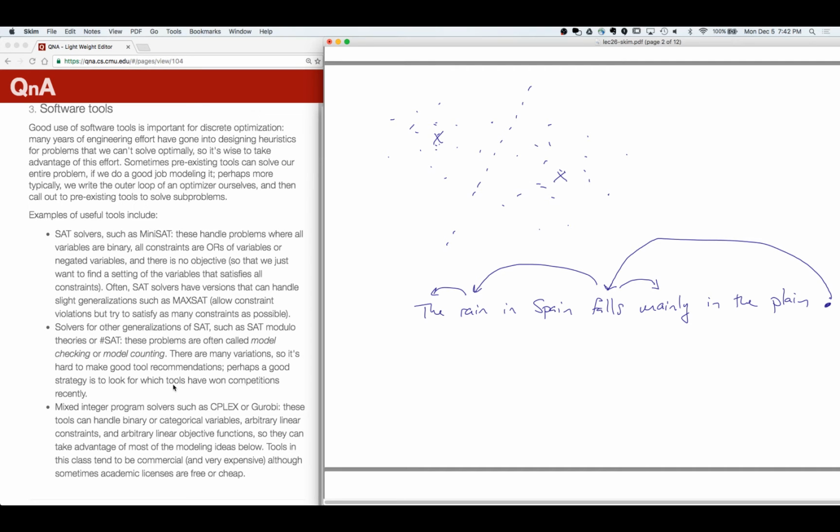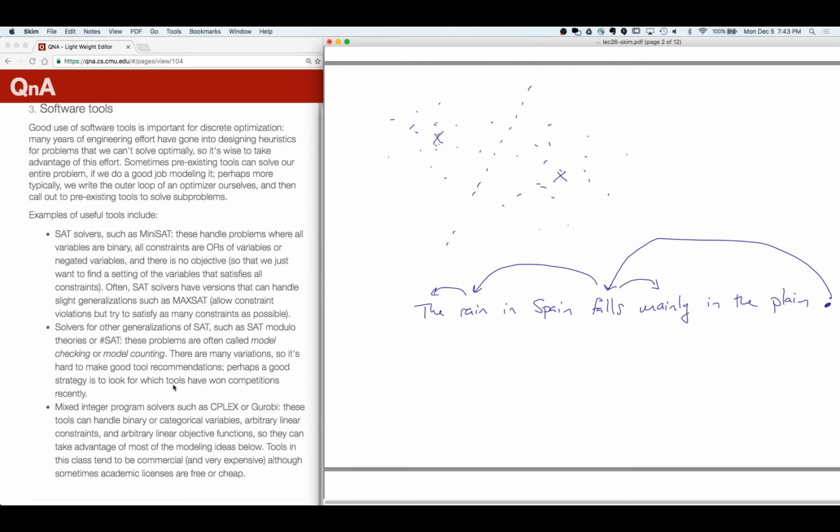And then there are generalizations of SAT like MaxSAT, which is instead of just finding a feasible point, try and find a point that violates as few constraints as possible or satisfies as many as possible. Or you can have SAT modulo theories or sharp SAT. There are almost as many generalizations of satisfiability as there are conferences to report on them. And again, there are tools. People build these tools. They have competitions to determine the best ones. And so if you can take advantage of one of them, it's often a good idea.